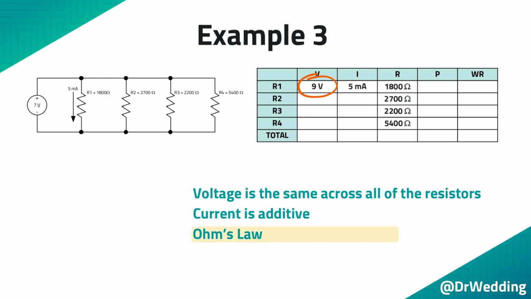In this circuit, you will use Ohm's law first. This will give you the voltage across R1. Once you know the voltage across R1, you will know the voltage across all the resistors as well as the supply voltage. Using Ohm's law, you can find the currents through the other 3 resistors. The sum of the 4 branch currents is the total current. Using Ohm's law, you can find the total resistance of the circuit.